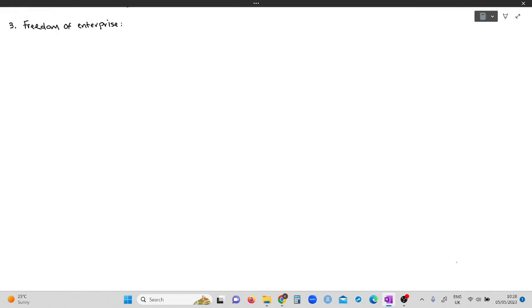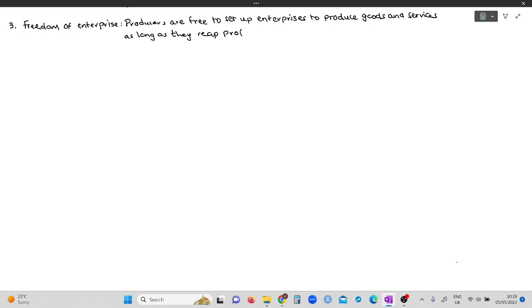Next, we will have freedom of enterprise. Producers are free to set up enterprises or factories or whatever to produce goods and services as long as they reap profits.